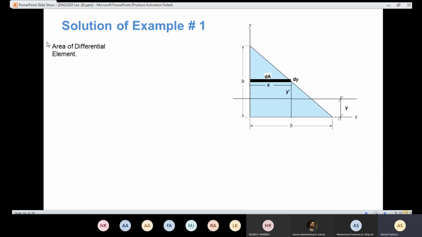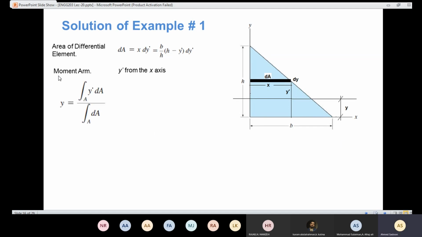Now I managed to come up with the area of the differential element, this value here. Then I need to know the moment arm, because that differential element is going to produce a moment. So I need to know the value. The value here is y hat. I have the value of y hat. So dA is going to be multiplied by y hat to get the moment about x.